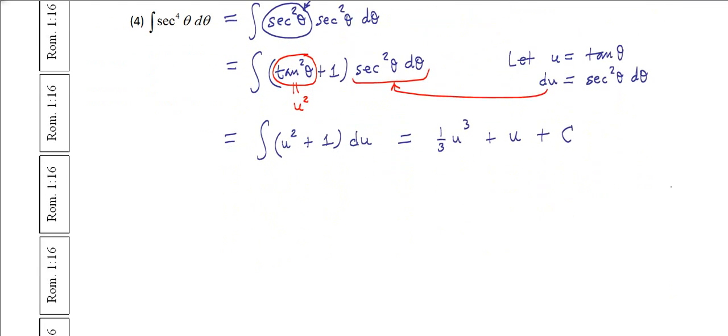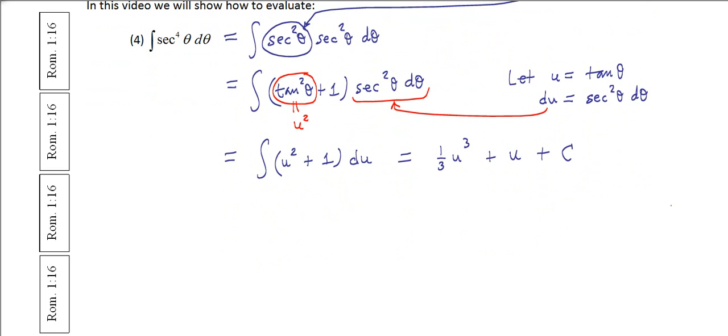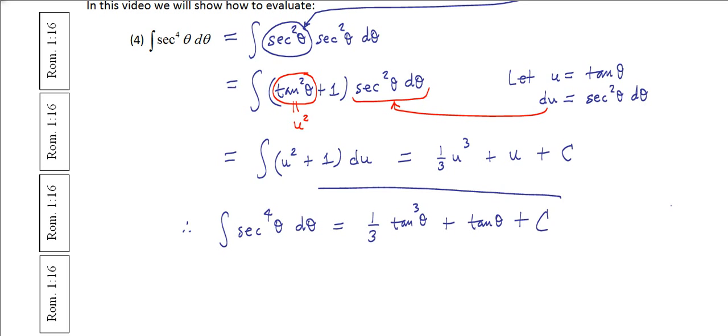And now it's just a matter of putting back the values for u. So therefore we see that the integral of secant to the fourth theta d theta is equal to 1/3 tan cubed theta plus tan theta plus a constant of integration.